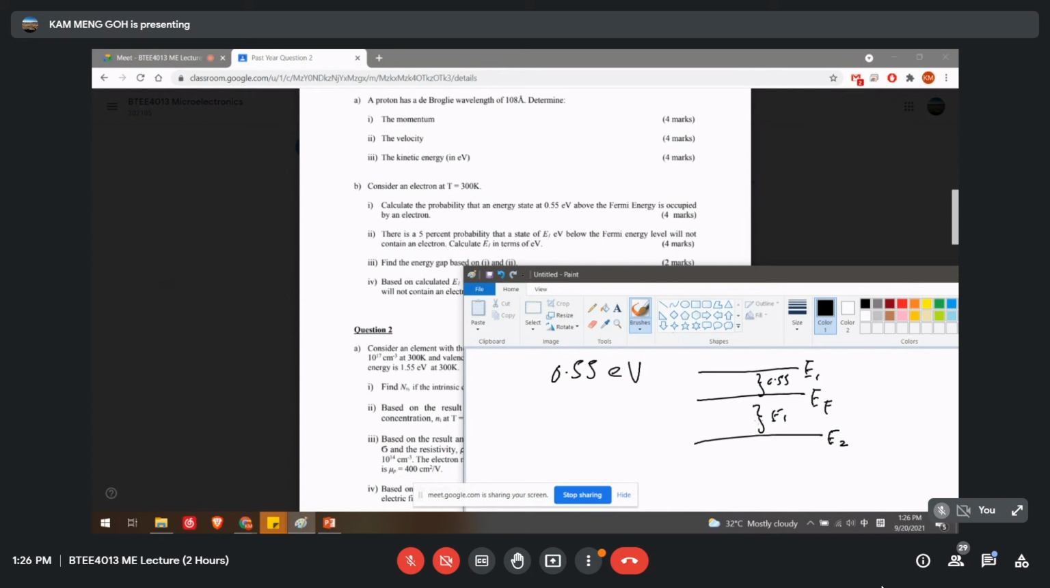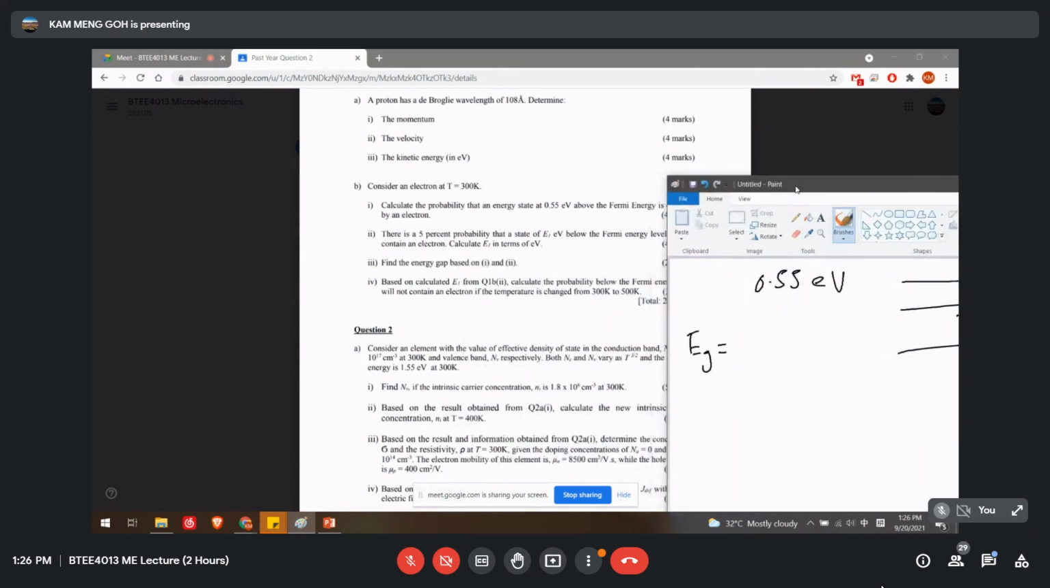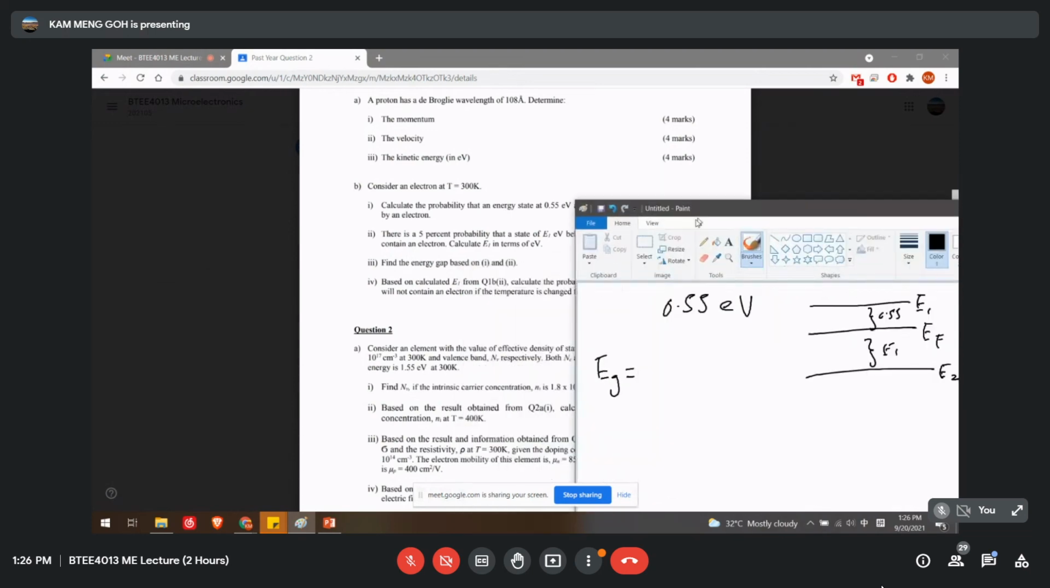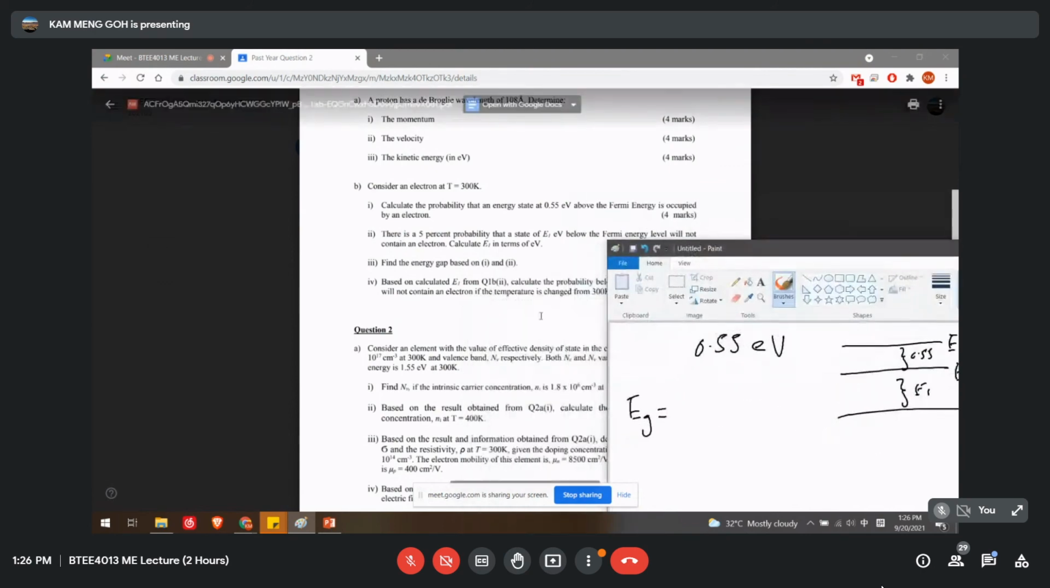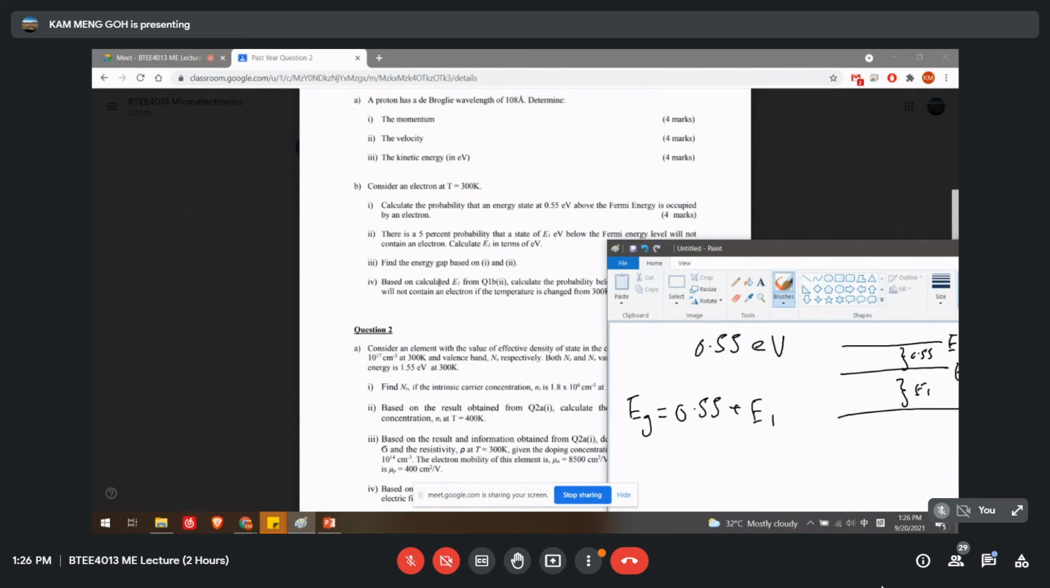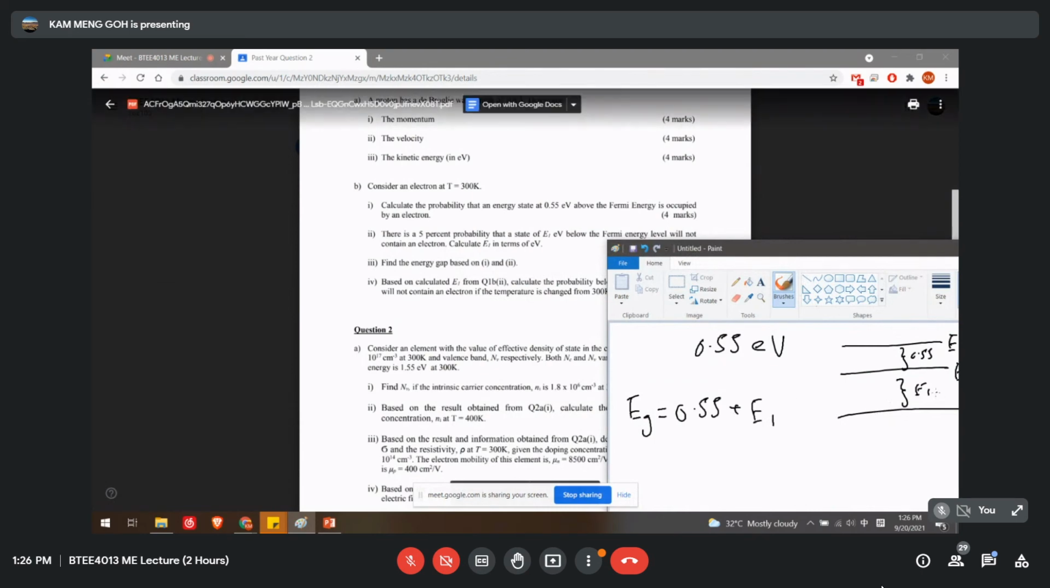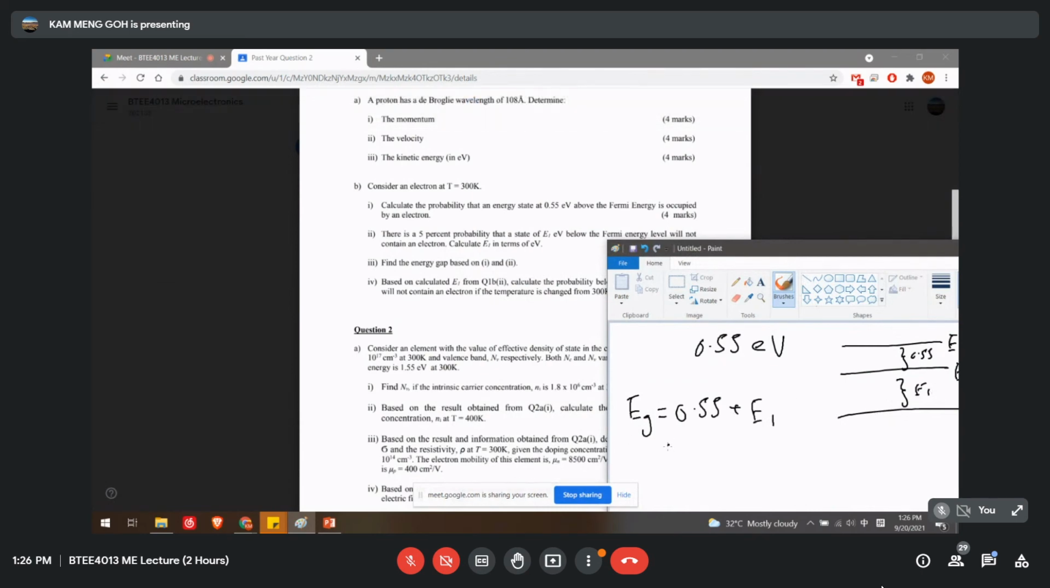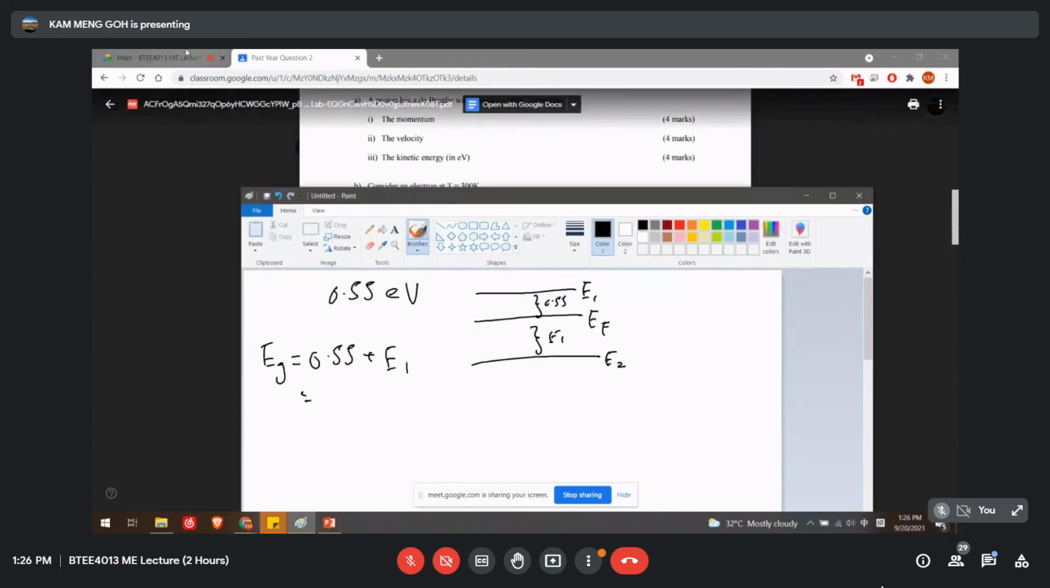What is the answer for E1? So for the energy gap, based on this, it is 0.55 plus E1. That's it. E1 is here, somewhere around here, to get the final answer. What's the answer for the E1 again?